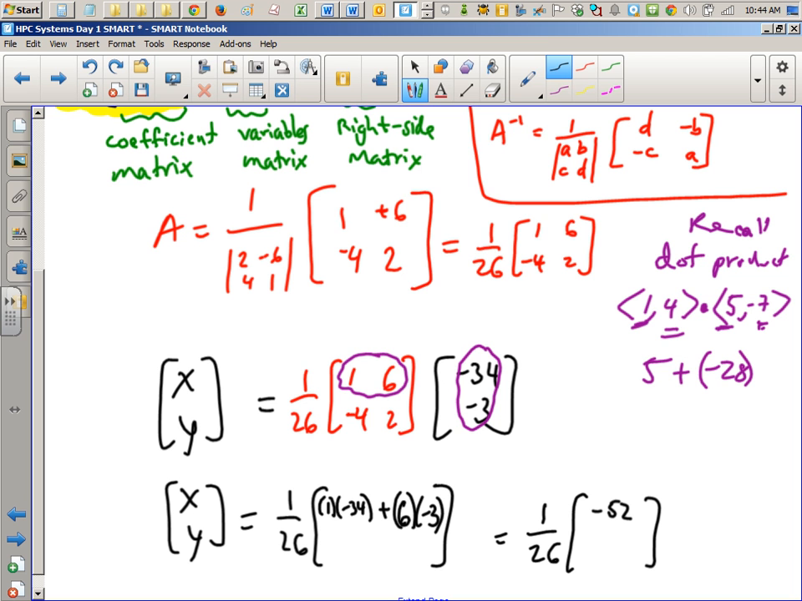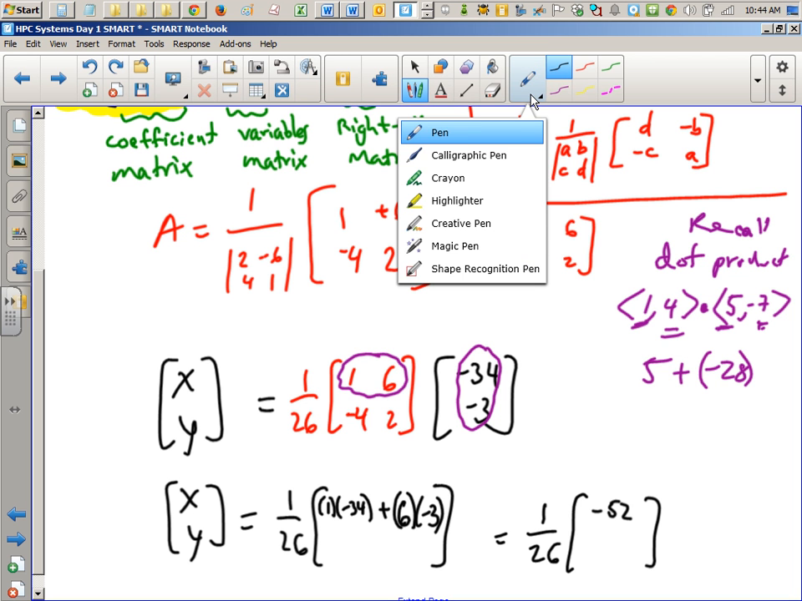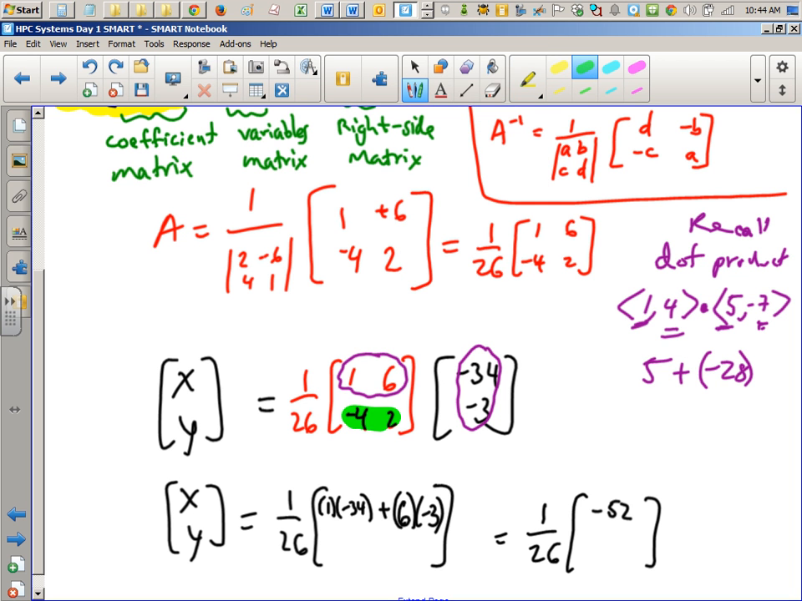Okay? Now let's go and let's dot product with the second row vector and the first column vector. Okay? So that's not too hard. It's just negative 4 times negative 34.